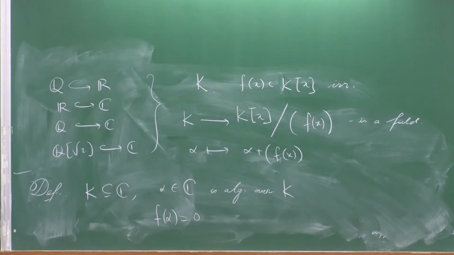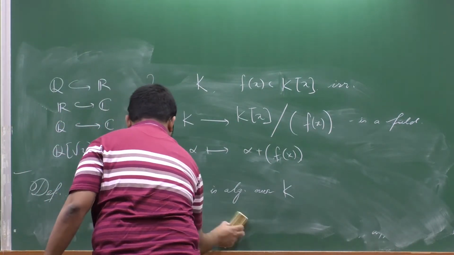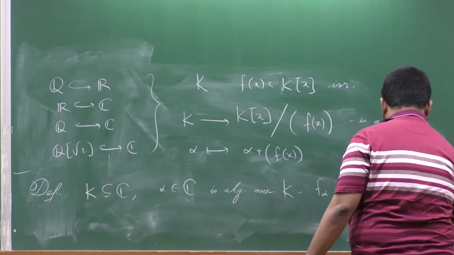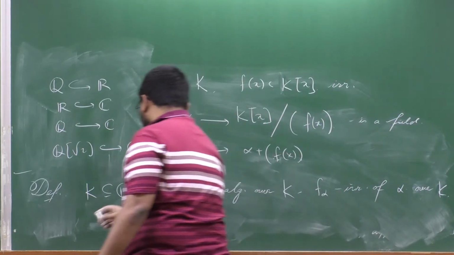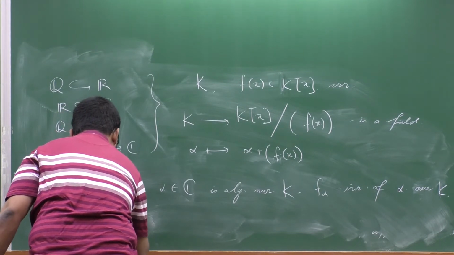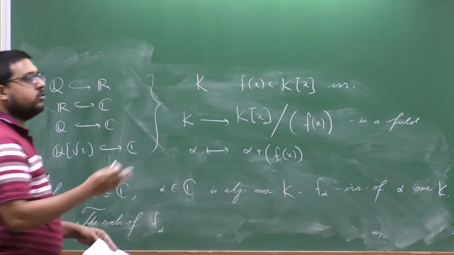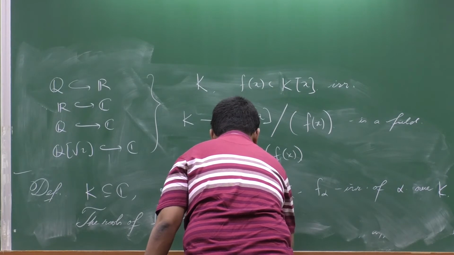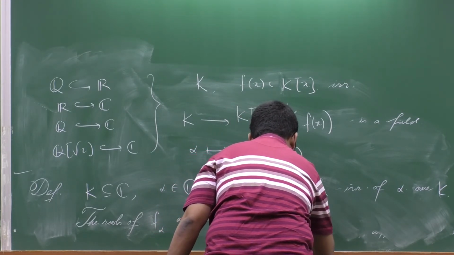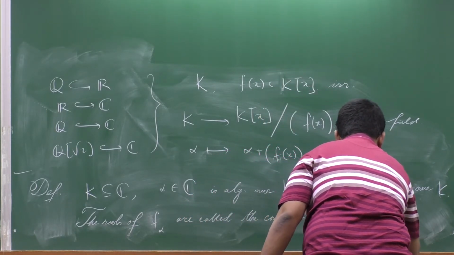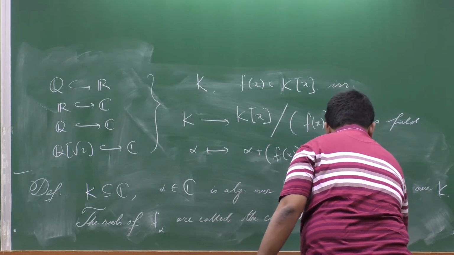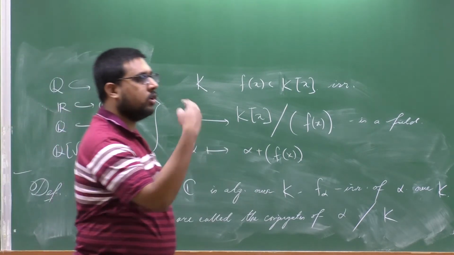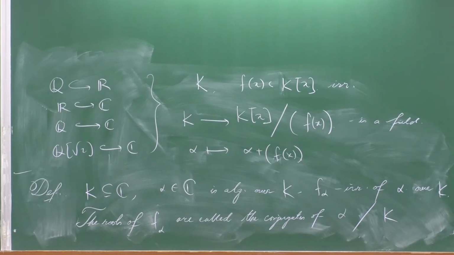Let f alpha be the irreducible polynomial of alpha over K. The roots of f alpha, meaning the complex roots, which need not lie in K, are called the conjugates of alpha over K. So, given an algebraic element over K, its conjugates are all the roots of its minimal polynomial.